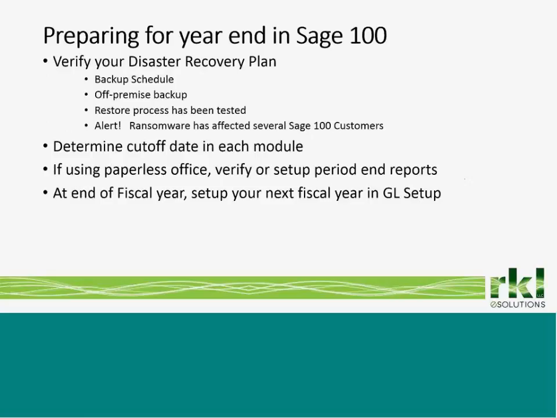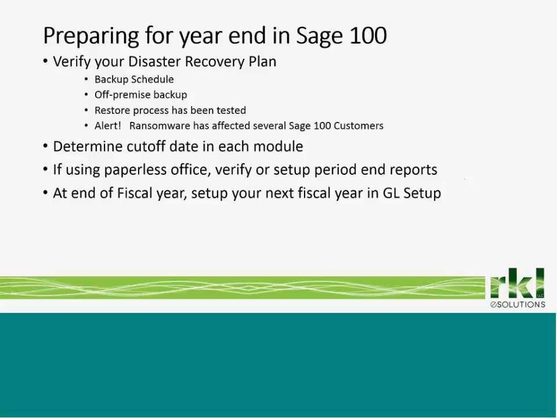So preparing for year-end. This is always a good time to think about your disaster recovery plan. Make sure that you have backups that are being scheduled on a regular basis, and if you're not sure what those are, check with your IT folks that the Sage database is being backed up. Make sure you have a backup off-premise, so if something were to happen, a fire or something in the building getting ruined, that you have a backup of your database.